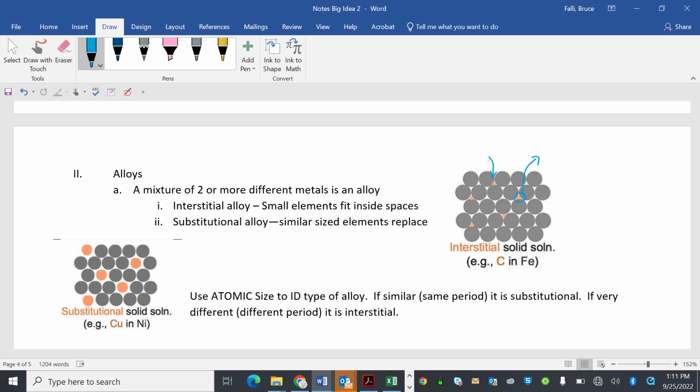And substitutional. See how these are almost the same size? I just said small, I meant to say same. And really I'll say similar size. And these are tiny. Then use the atomic size to identify the type of alloy. If it's similar, in the same period, it's substitutional. If very different period, it's interstitial.